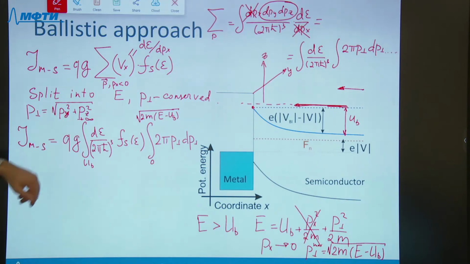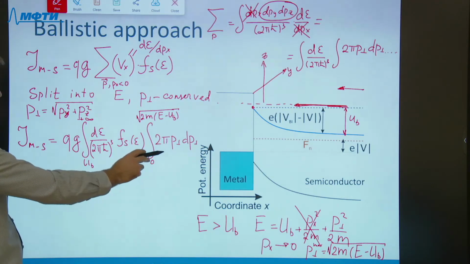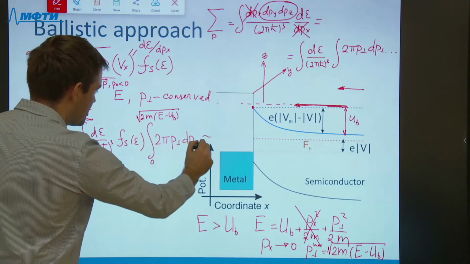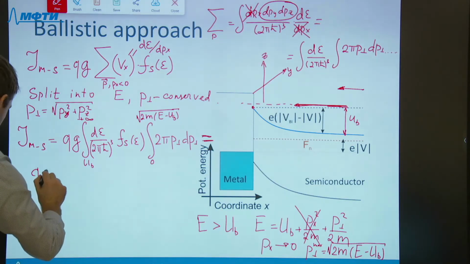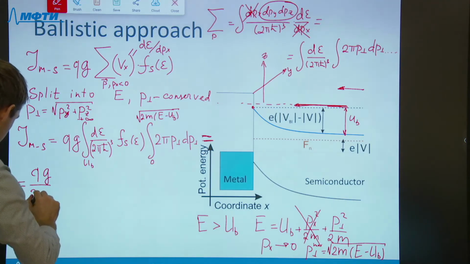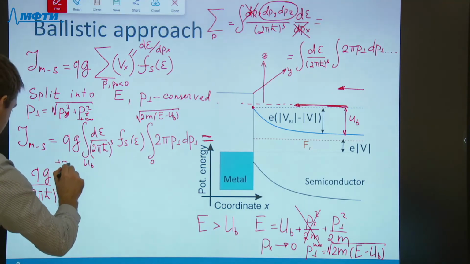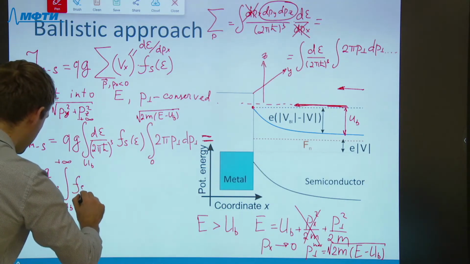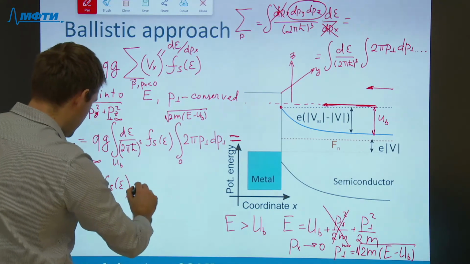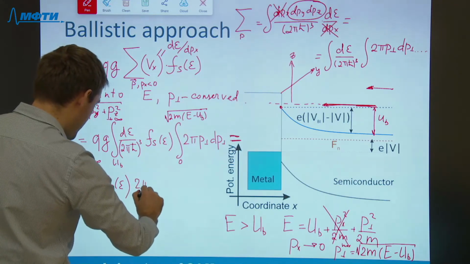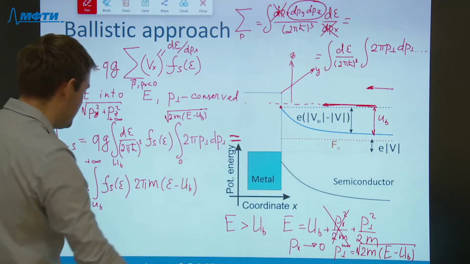What about the energy integration? The energy integration also occurs from barrier height to plus infinity. Only high energy particles can pass through the barrier. This is a trivial part. We integrate it very simply. It is a power law function. So we can write an exact result: qg over 2ph cubed, integral from barrier height to plus infinity, Fermi function in the semiconductor depending on energy, multiplied by 2 pi m times energy reckoned from the barrier height.